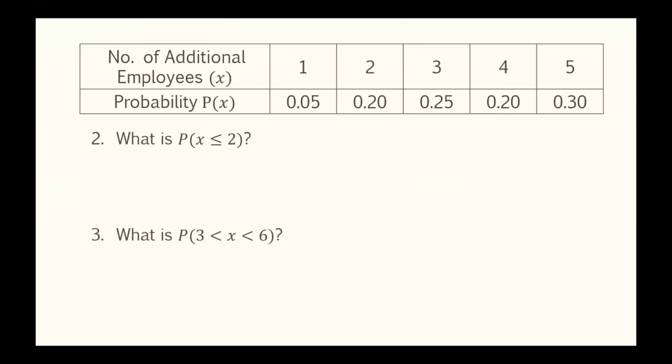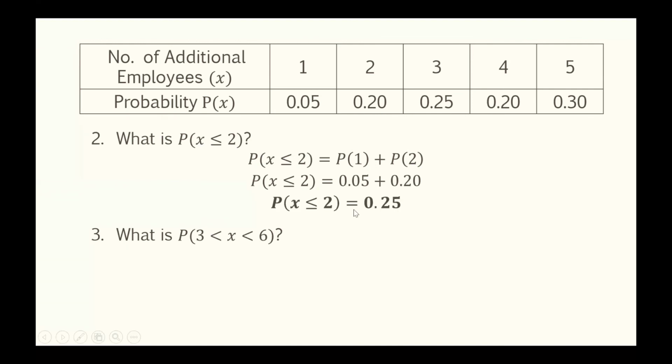Question number 2. What is the probability of X less than or equal to 2? So 2 is included here in getting the probability. When we say less than, yung mas mababa sa 2. Ano pa yun? We have this symbol that is equal to the probability of 1 plus the probability of 2. 2 is included here since we have the equal sign. The probability of 1 is 0.05 plus the probability of 2, we have 0.20. Get the sum, that is 0.25. So the probability of X less than or equal to 2 is 0.25.